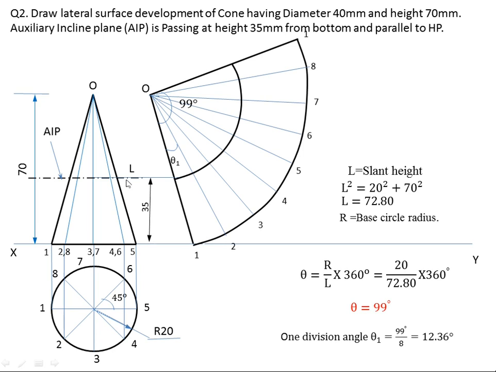Now next, transfer the line from these lines, which cut all the generators. This auxiliary plane cuts all the generators, so I have transferred that line here. Then take this much distance, go to this, rotate and draw an arc here like this. So this is nothing but the development of the lateral surface of this truncated cone, or cut section of a cone.